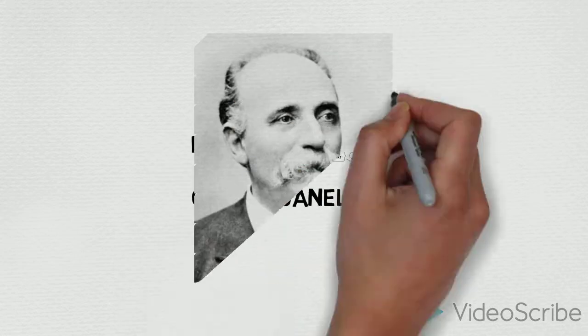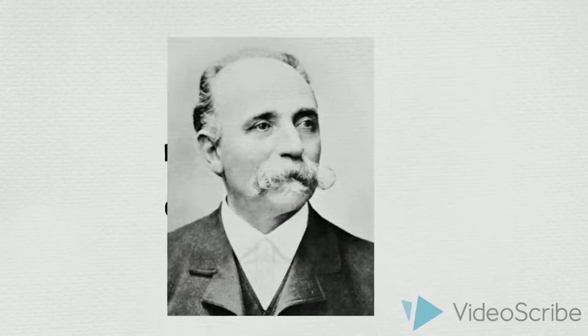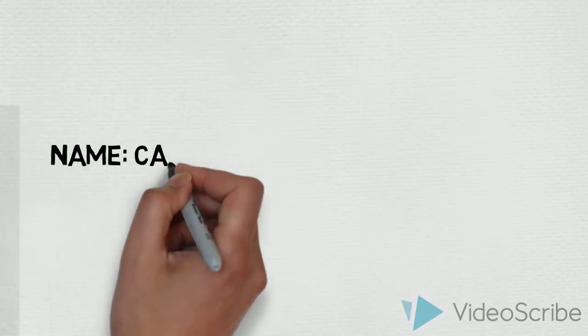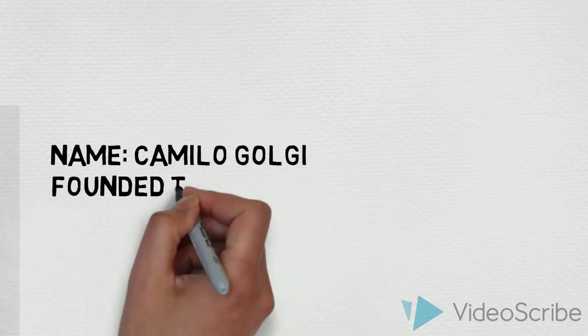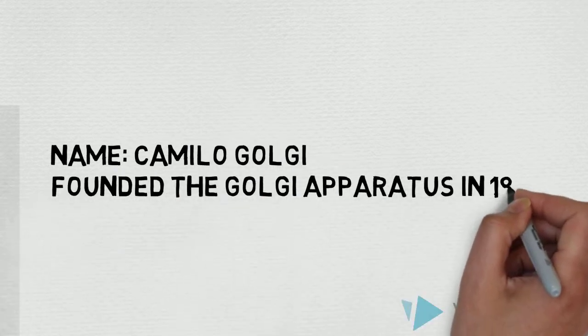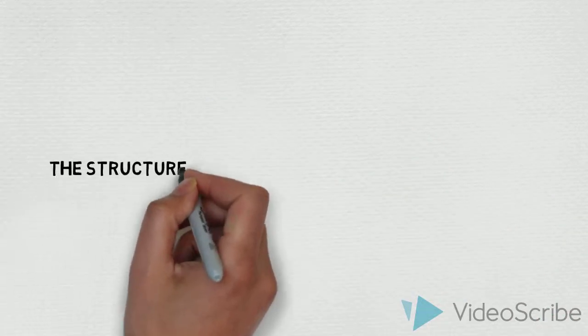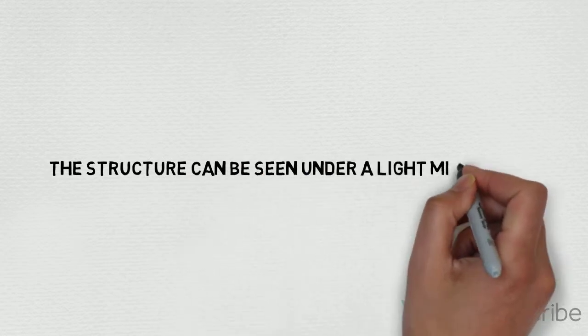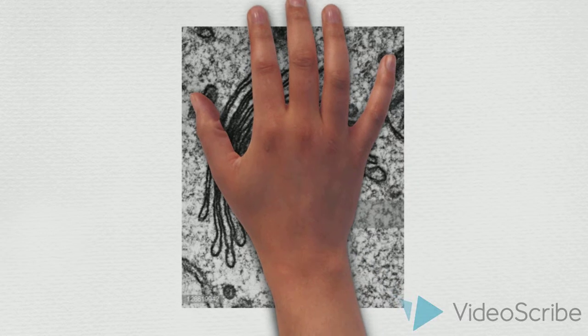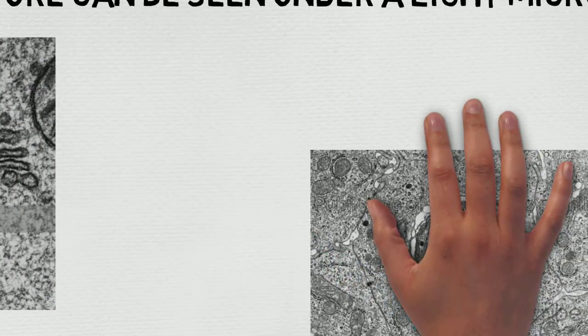This is a picture of Camillo Golgi. Camillo Golgi found the Golgi apparatus in the year 1898, and here is a sample of the organelle that he found. The Golgi apparatus can be seen under a light microscope. And here are some samples of the organelle being viewed under an electron microscope.